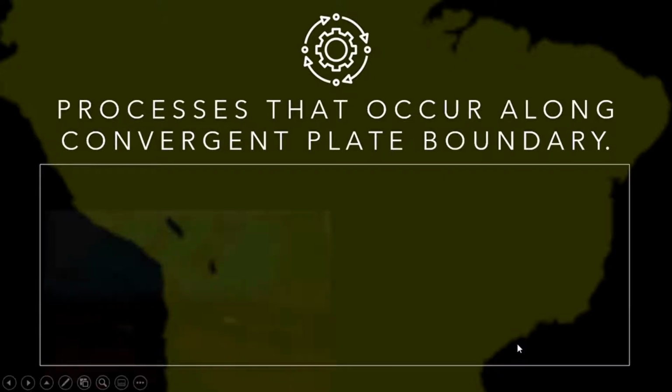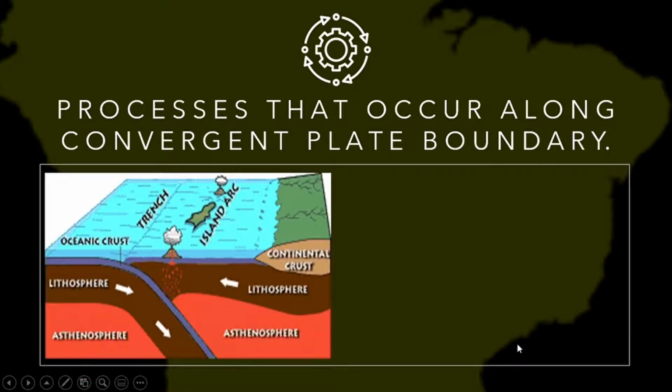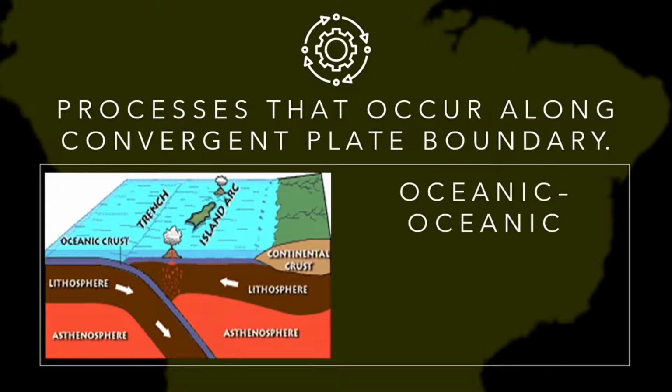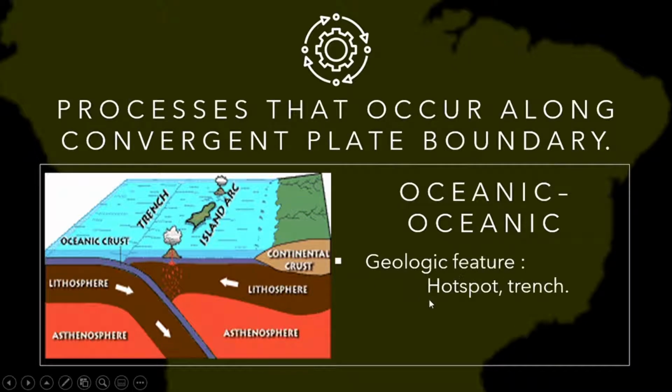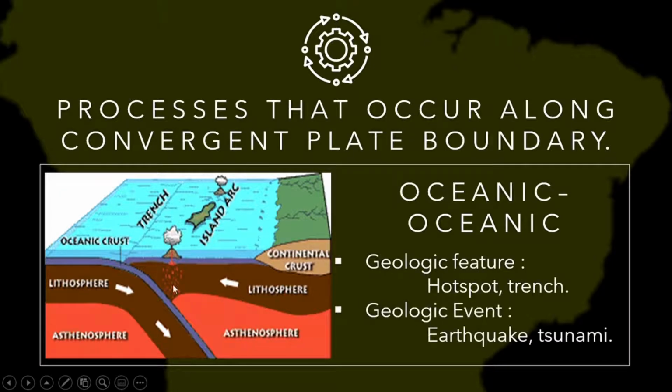Next is oceanic-oceanic collision. In this type of convergent plate boundary, one plate sinks beneath the other, which results in the formation of hotspot, island arc, and trench. When a convergent boundary occurs between two oceanic plates, one of those plates will subduct beneath the other. Normally the older plate will subduct because of its higher density.